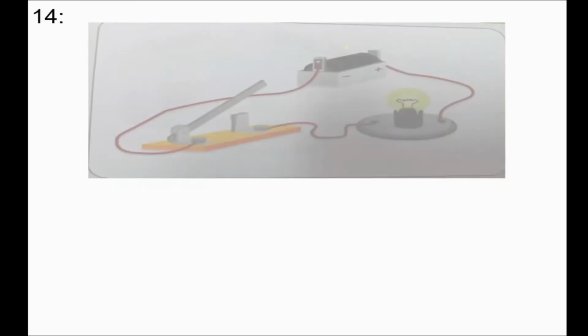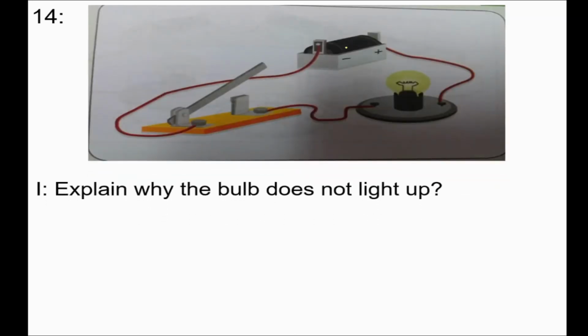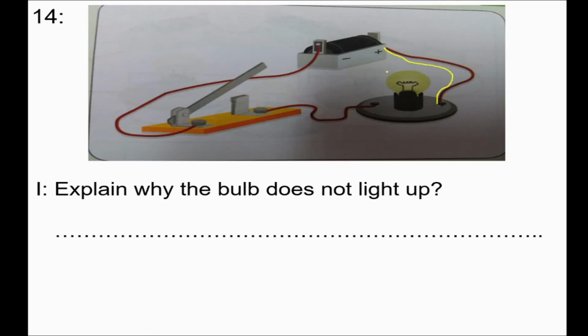Question 14. Question 14 says, explain why the bulb does not light up. When we look here, we'll see that everything is okay. The bulb is connected to the battery here, and the other end of this is connected to the switch. But the problem here is that this switch is open. When it is open like this, there is not going to be any light in the circuit.